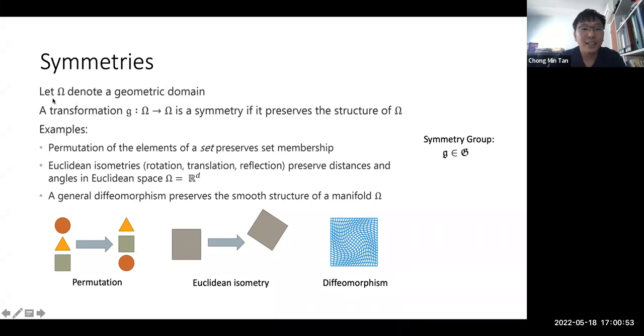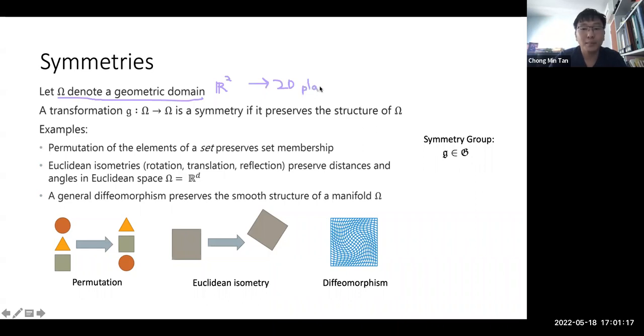The idea is that you have a geometric domain. In this case, we have this omega as your geometric domain. For example, in a 2D plane, it will be the real numbers squared. So this is a 2D plane. The geometric domain is basically where your input comes from. If it's 3D, then it'll be R cubed.